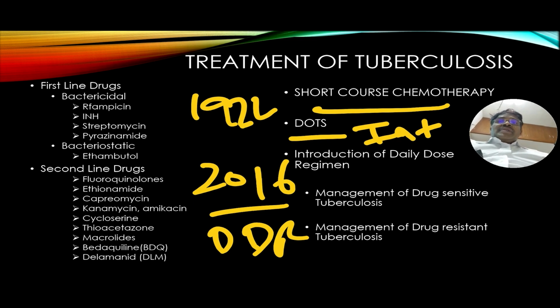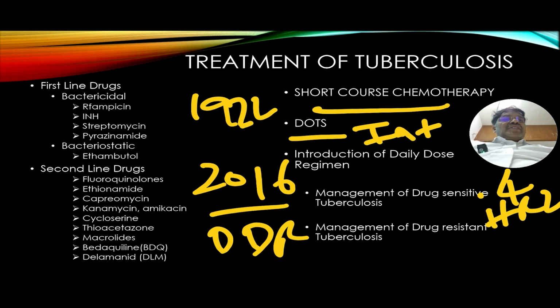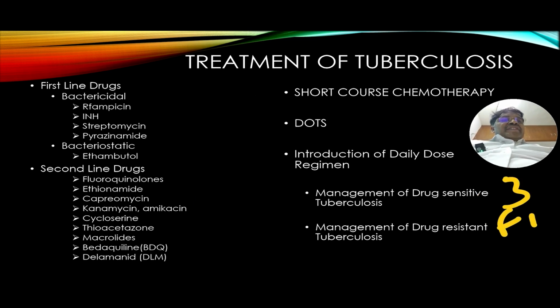In the daily dose regimen, we use fixed dose combinations, that is 4 FDC, HRZE. Every day 4 FDC HRZE is given during the intensive phase. And then 3 FDC is given in the continuation phase, that is HRE. For pediatric patients, we use fixed dose combination 3 HRZ during the intensive phase and 2 HR during the continuation phase.